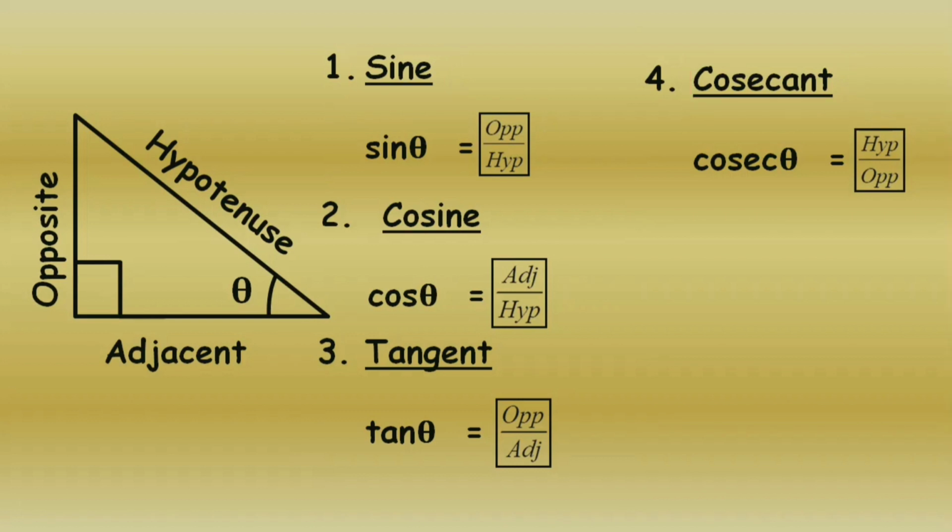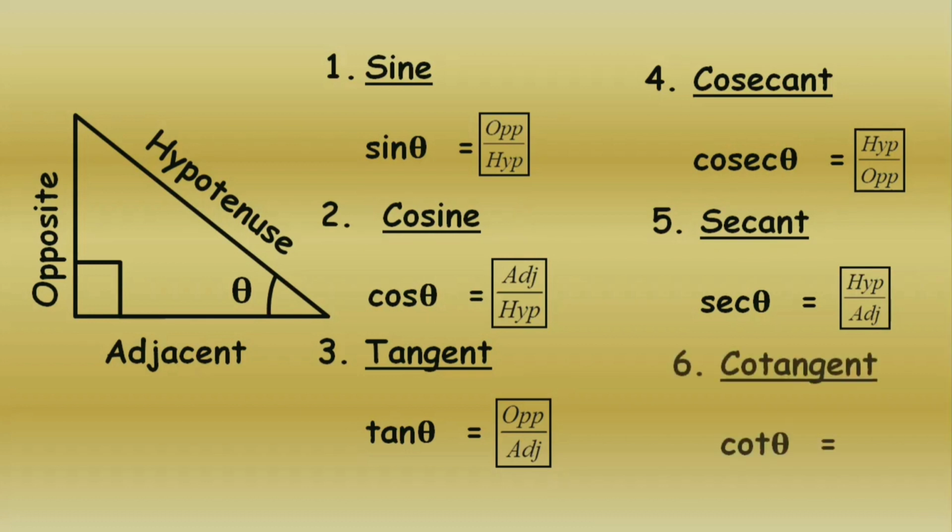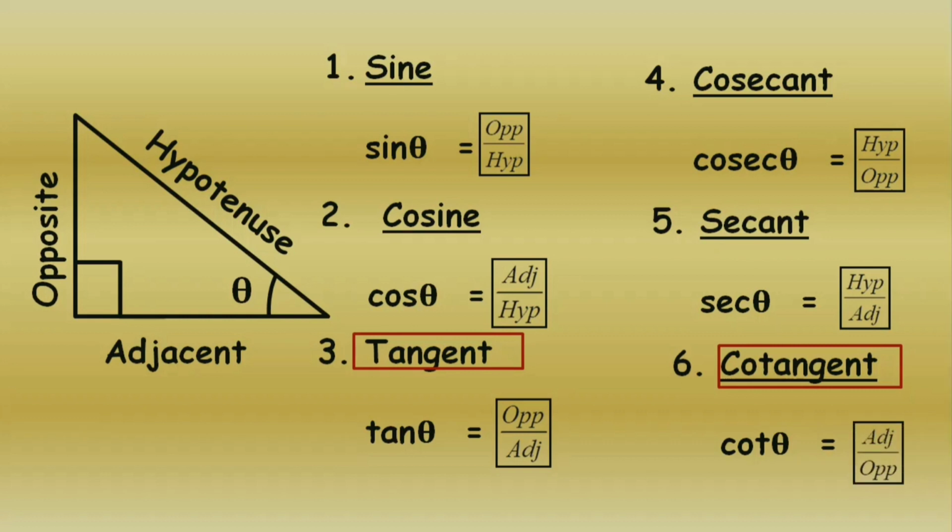The next one is secant theta. It is written as sec theta, and that's the reciprocal of cos theta. Cos theta is equal to adjacent by hypotenuse. Then sec theta is equal to hypotenuse by adjacent. The last one is the cotangent function, written as cot theta. This is the reciprocal of the tangent function. Tan theta equal to opposite by adjacent. Then cot theta is equal to adjacent by opposite.